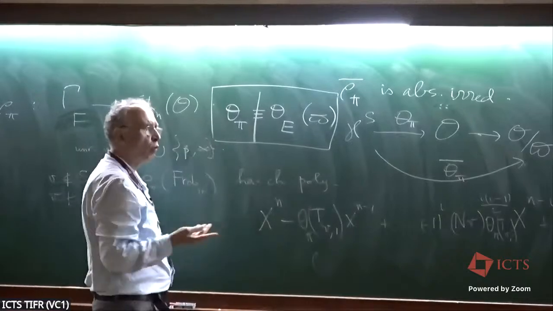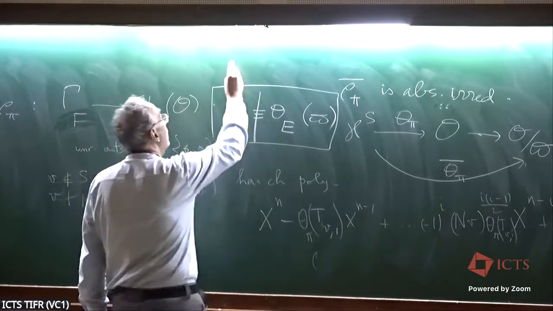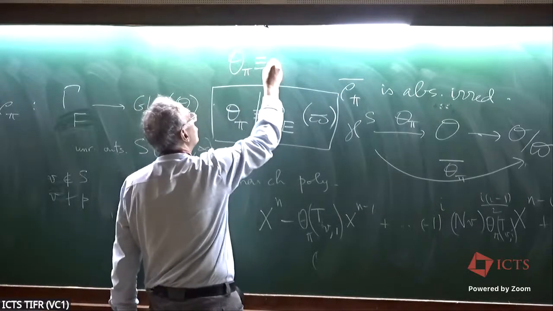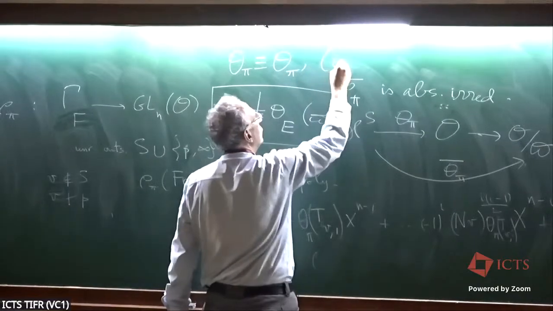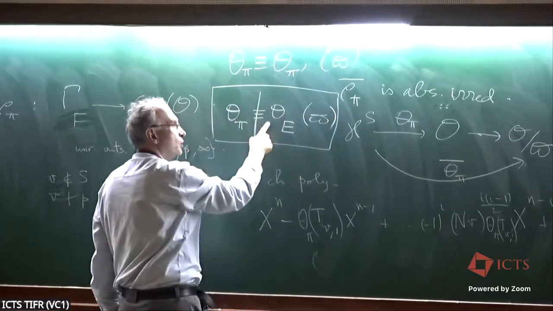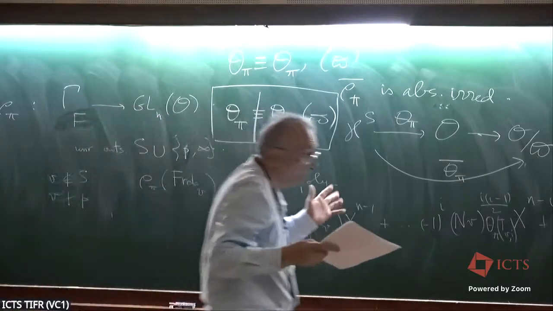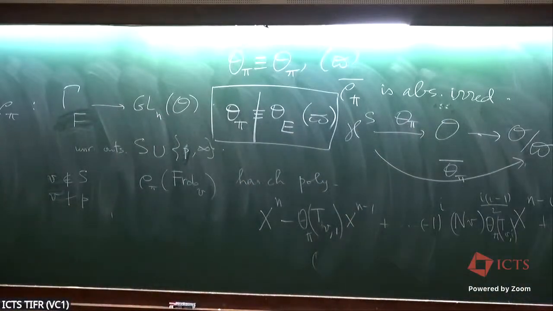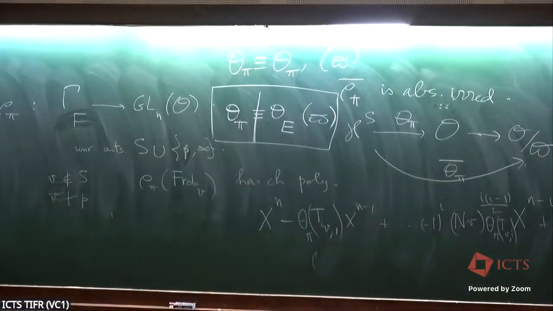But we can have congruences, but they will be cuspidal. Theta pi could be congruent to theta for another cuspidal representation, modulo pi. That's possible. That's crucial in this work. So basically, we are killing the Eisenstein part of the cohomology.